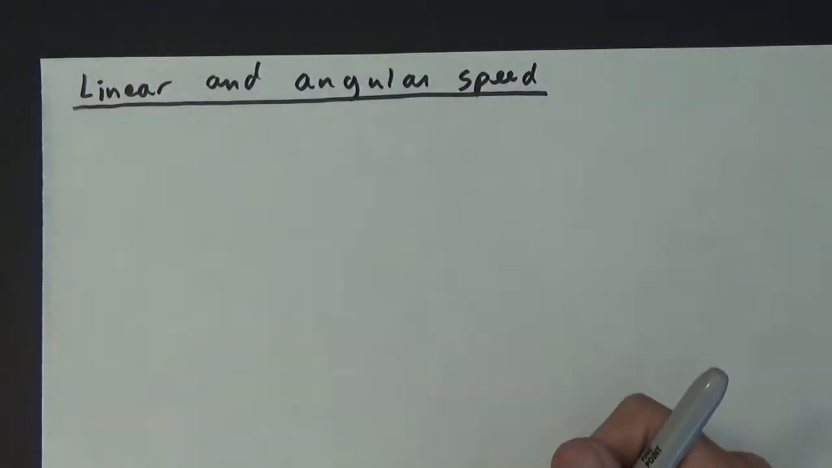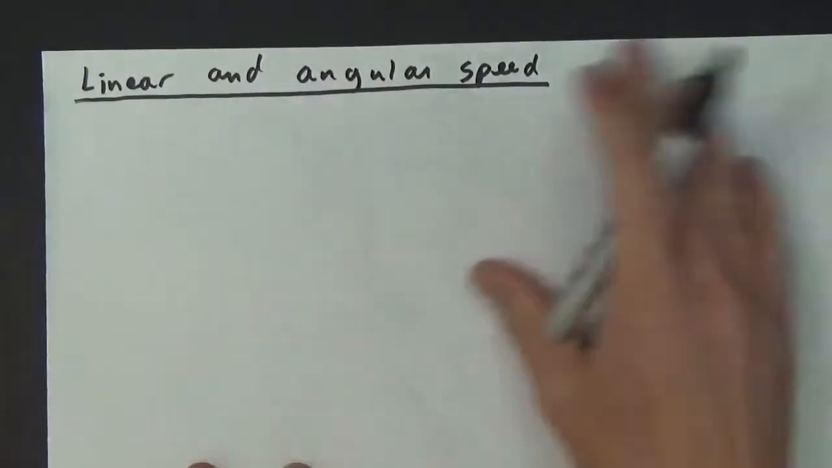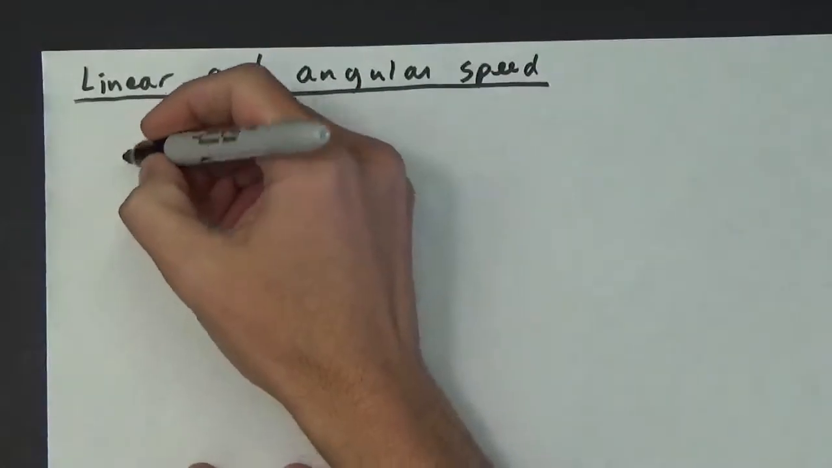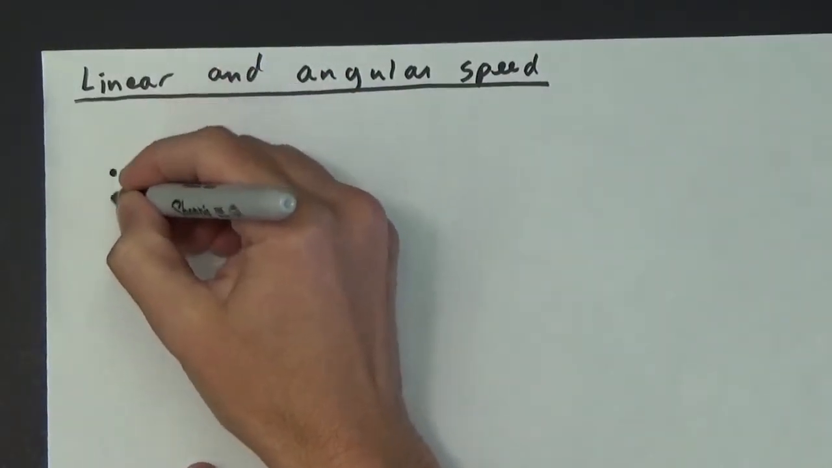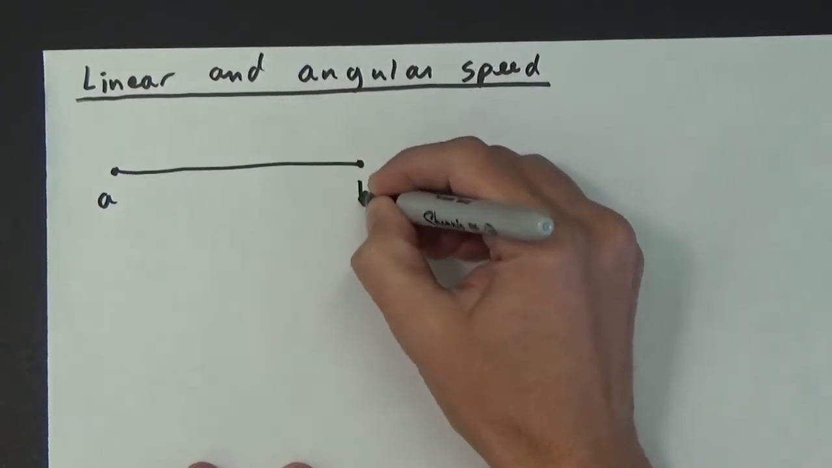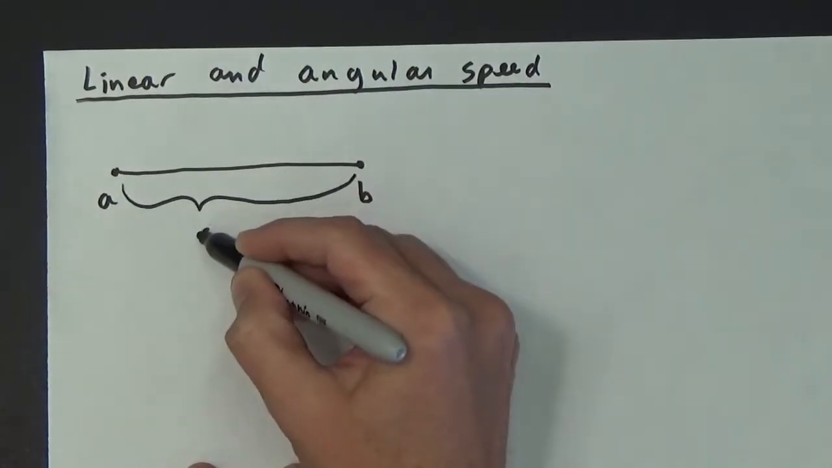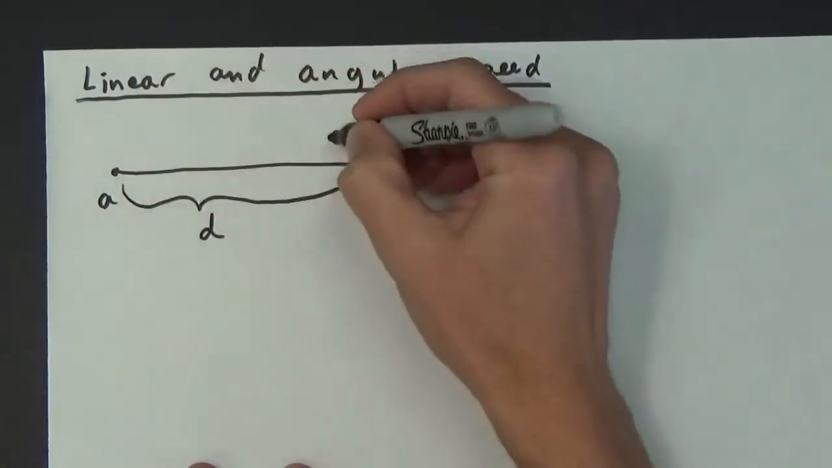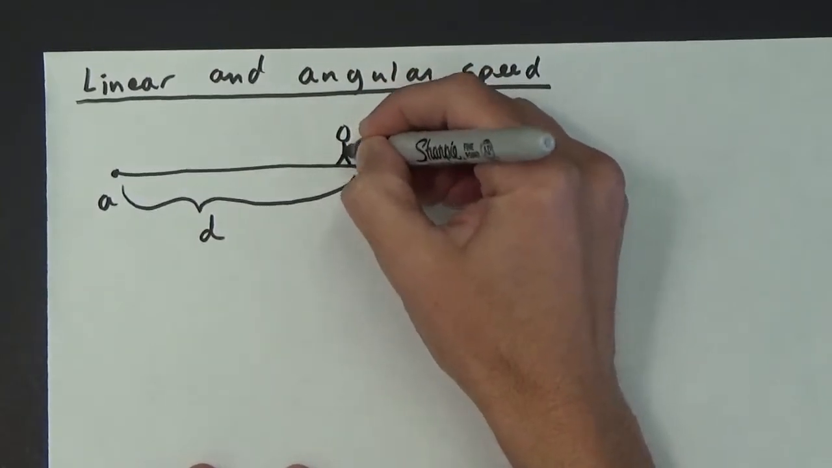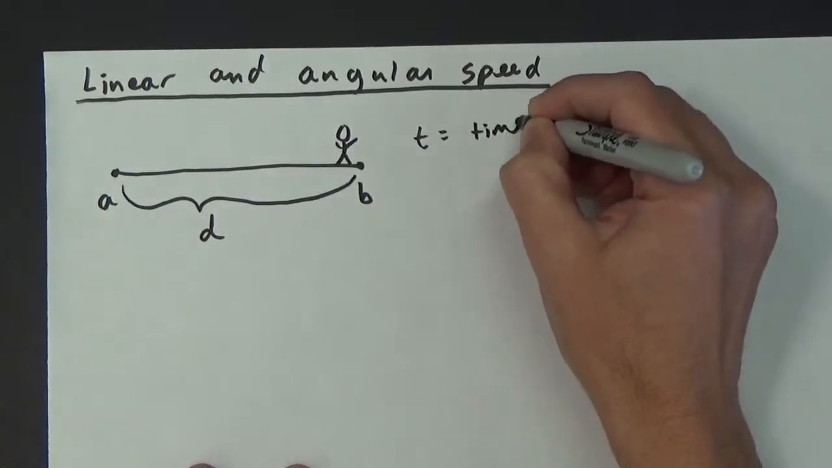So let's look at a concept called linear and angular speed. To introduce this topic, let's first talk about just in general speed or velocity. Let's say I have a point A and I'm running along that point to a point B. And so the distance from A to B is just D. And we're running along, so here we are. And T is our time.